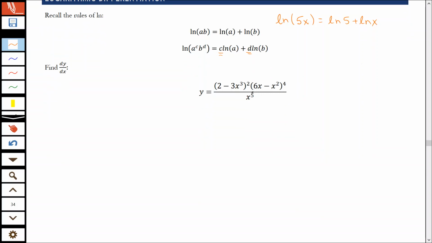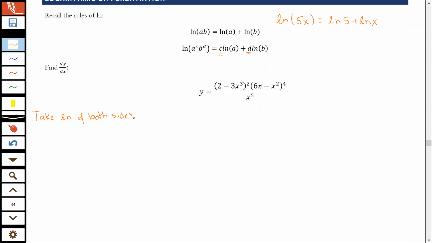So if we have a question like this, y is equal to (2 minus 3x cubed) squared times (6x minus x squared) to the 4, over x to the 5, I could use a quotient rule with a product rule inside of it. But I can also simplify it using logarithmic differentiation. So the first thing we're going to do is take the ln of both sides.